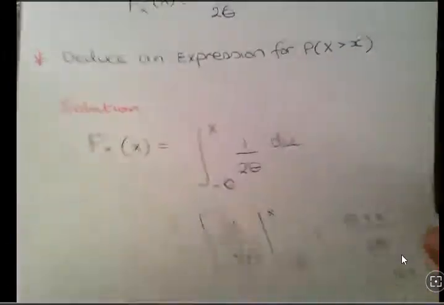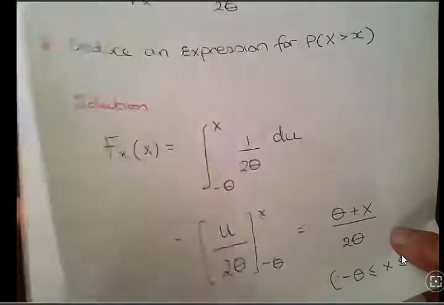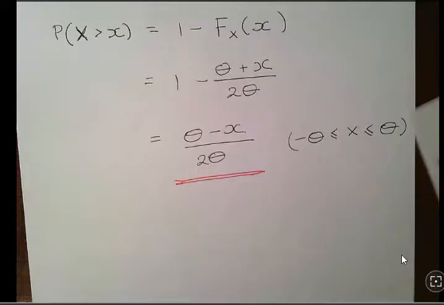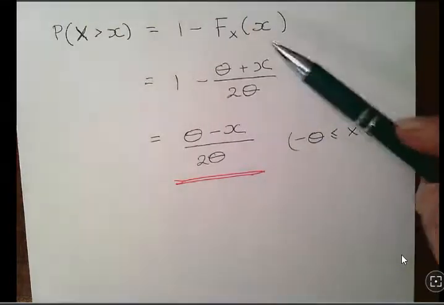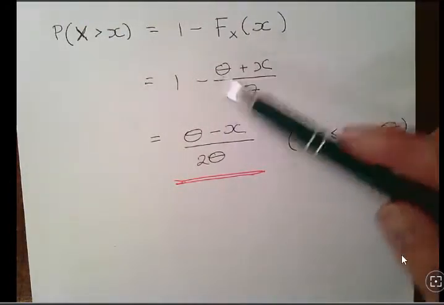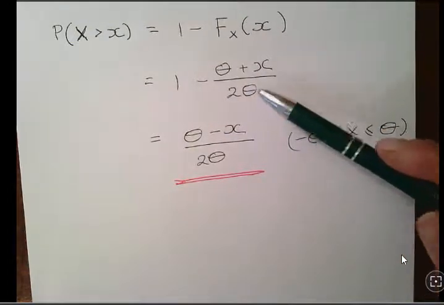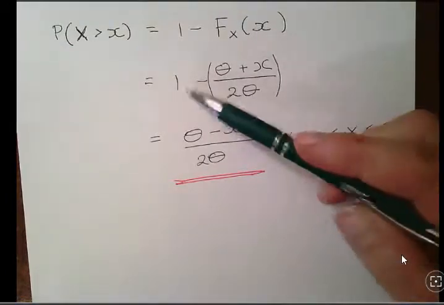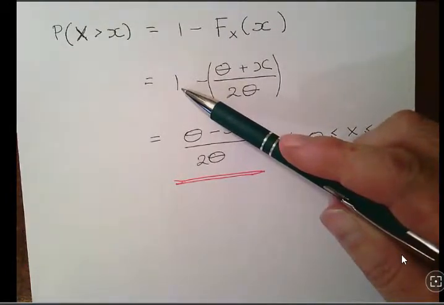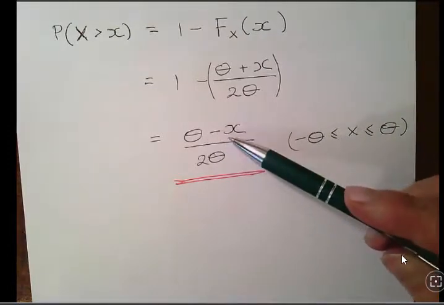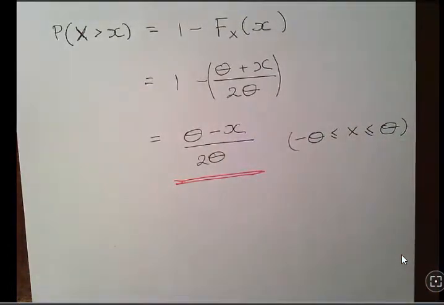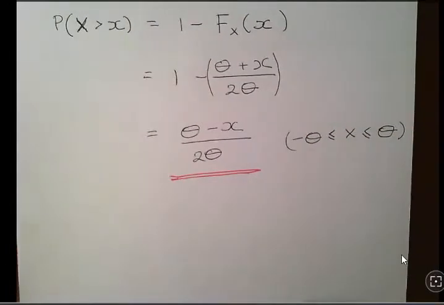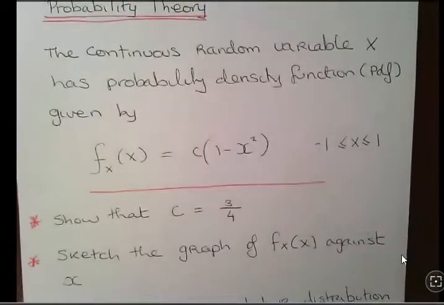Okay, so the second part of this question was asking us for the probability of X greater than x. It's simply the complement of that function. So it's 1 minus (theta plus x) over 2 theta. Let's put that in brackets just to make it a little bit clearer. If we express 1 as 2 theta over 2 theta, we get 2 theta minus theta minus x, so theta minus x essentially, over 2 theta. That one's very straightforward. So that's the first question. The second question is a bit longer.